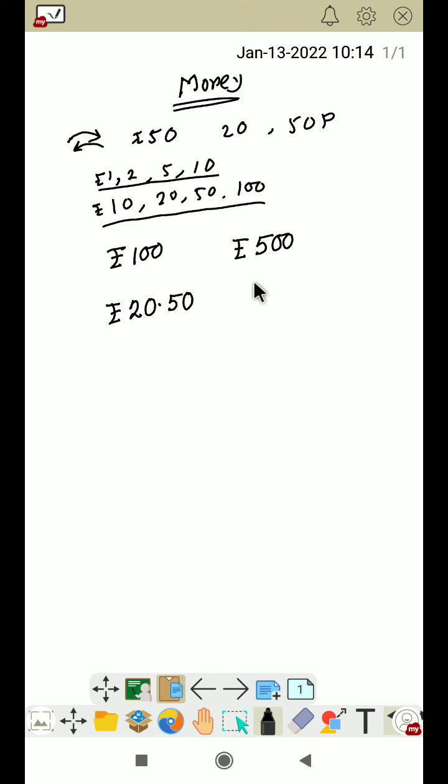So how to denote 50 rupees 50 paise? You denote it this way. At first give the rupees sign, 50 rupees, then a dot, 50 paise. So before this point it is rupees, and after this point it is paise.